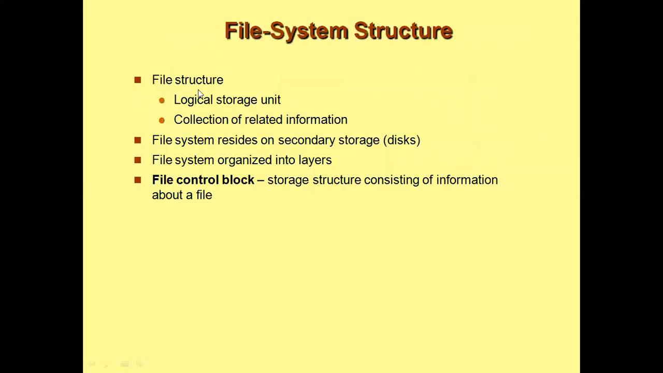We all know that a file is a logical unit, which is nothing but a collection of related information. And these files are stored on secondary storage such as magnetic tapes, magnetic drives, optical discs, or removable flash drives, which are pen drives.